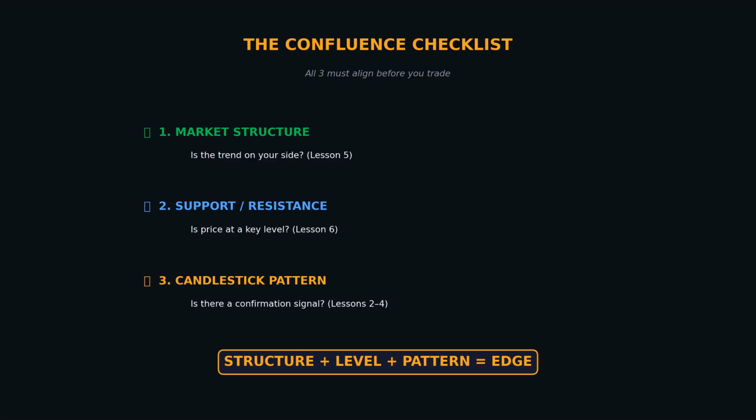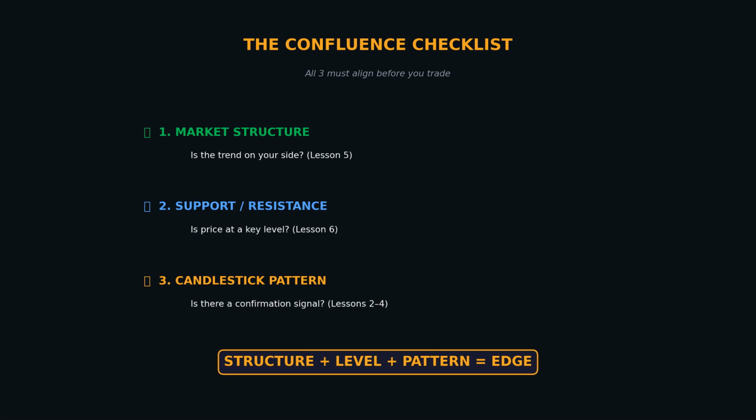Now let me show you how everything we've learned so far fits together. This is the payoff. In Lesson 5, you learned market structure. Is the chart trending up, trending down, ranging, or choppy? In Lessons 3 and 4, you learned bullish and bearish reversal patterns, and now in this lesson, you've learned support and resistance. When you combine all three, you get confluence, and confluence is where real trading happens.